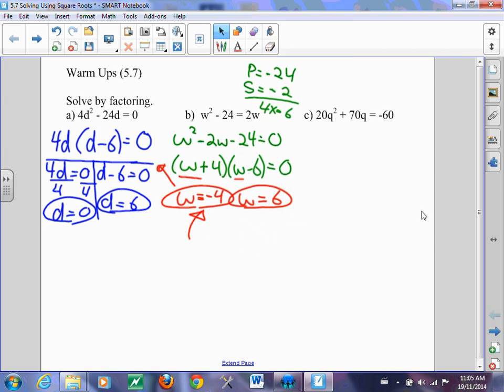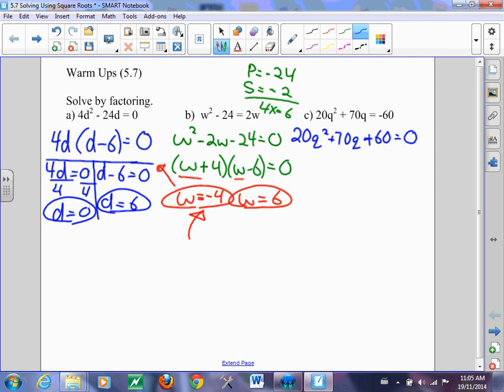Okay, taking a look at C, ladies and gentlemen, we're going to move all the terms to the left. So we've got 20q squared plus 70q plus 60 when you bring that over equals 0. Okay, look at our expressions, folks, and hopefully you realize that we can divide every term by 10. So I'm going to put down here divide by 10. So I'm going to have 2q squared plus 7q plus 6 equals 0.